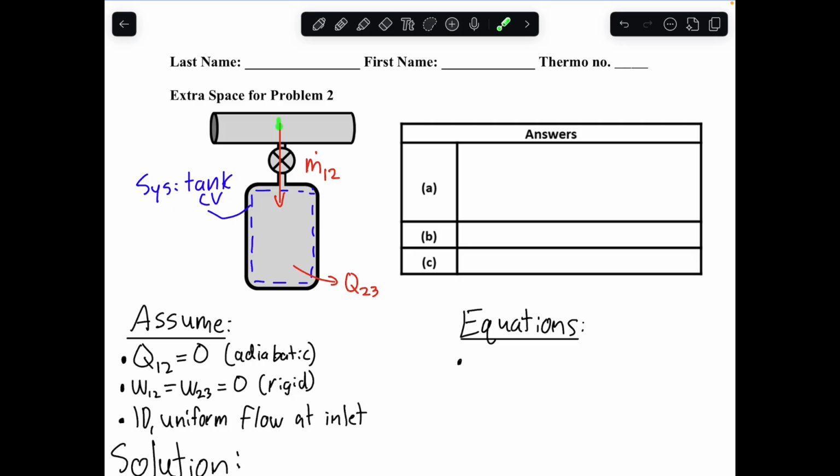Which just means that all of the mass coming in here is coming in nice and uniformly. Then we are going to say that we're going to neglect any changes in kinetic and potential energy. Delta KE equals delta PE, which is just equal to 0, because we're not given any information about any changes in kinetic or potential energy.